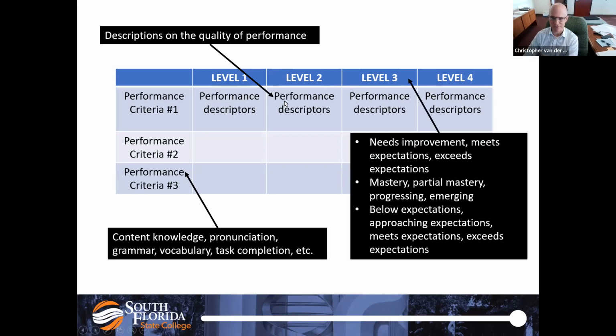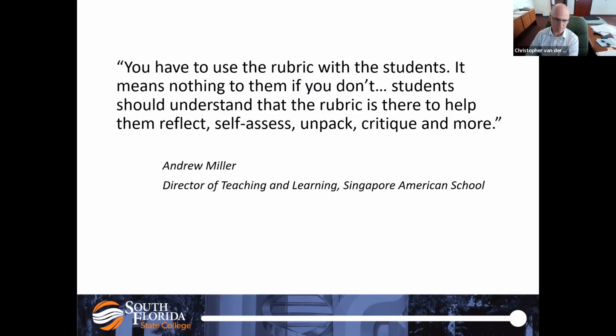We have our performance levels. This might be, remember, they need to be mutually exclusive and hierarchical. I have some examples here. It could be needs improvement, meets expectations, exceeds expectations. It could be mastery, partial mastery, etc. Below expectations, approaching expectations. But again, mutually exclusive, and they have to be hierarchical. And then our performance levels. So those are the 4 components of your analytic rubric.